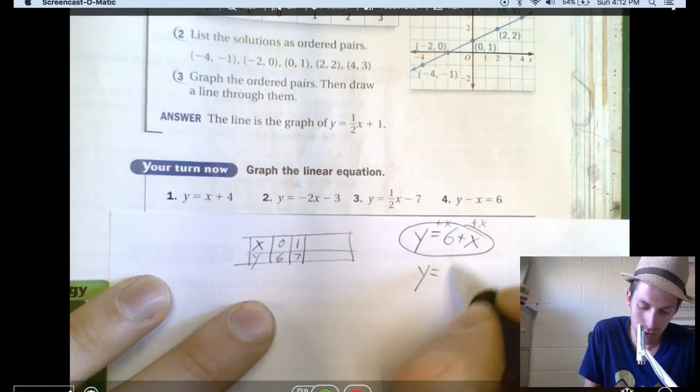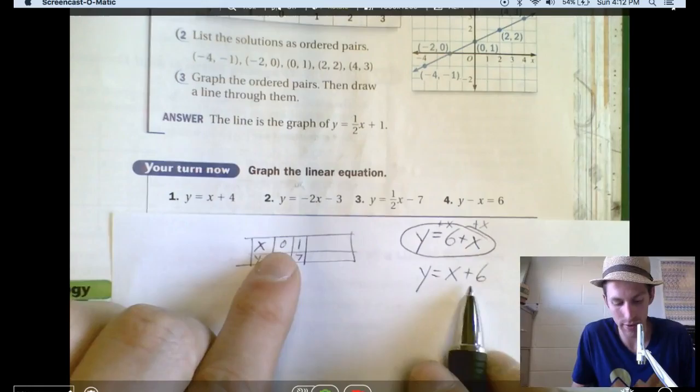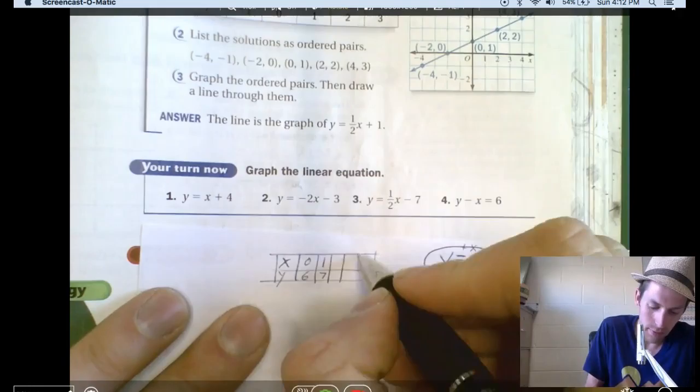Now we could say, oh, if x is 0, then y is 6. X is 1, 1 plus 6 is 7, so on and so forth. You could come up with a table of values pretty quick. You could graph that pretty quick, right?